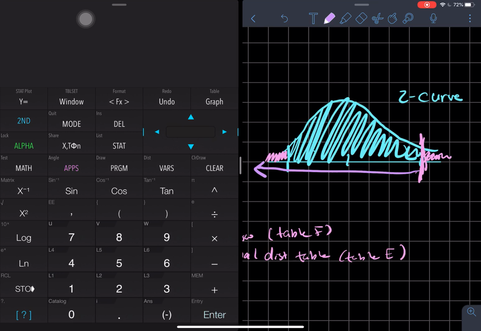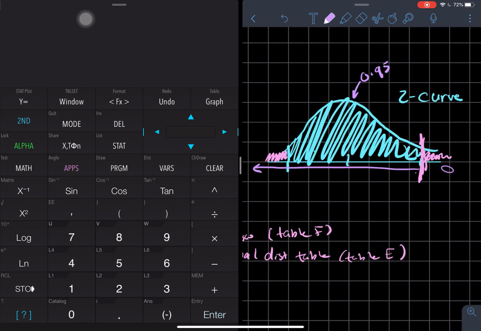If they only understand the area to the left, then I can't use the area to the right. So I'm going to have to calculate this bigger area. We said here it's 0.95 because I am 95% sure that the z-score of my proportion will be between negative 1.960 and positive 1.960 standard deviations away from my true proportion.